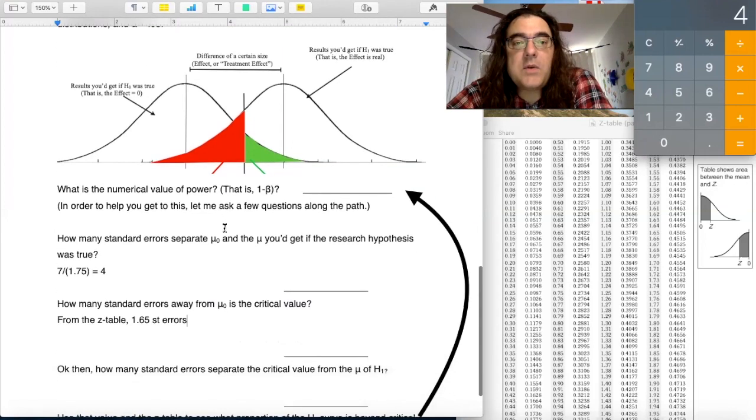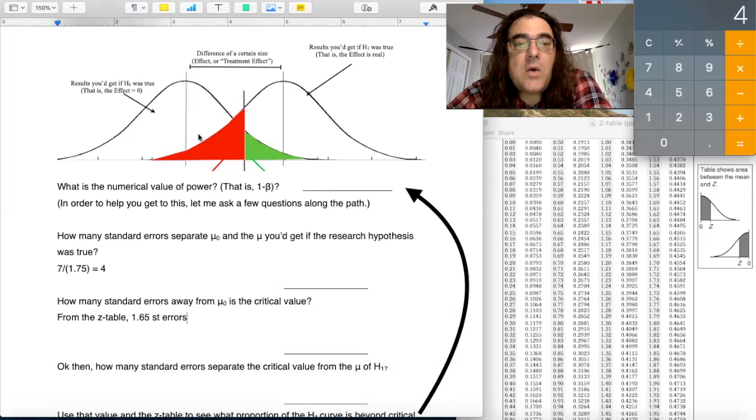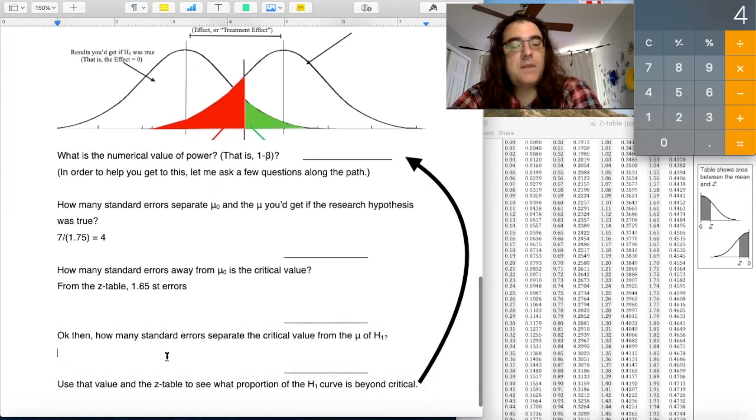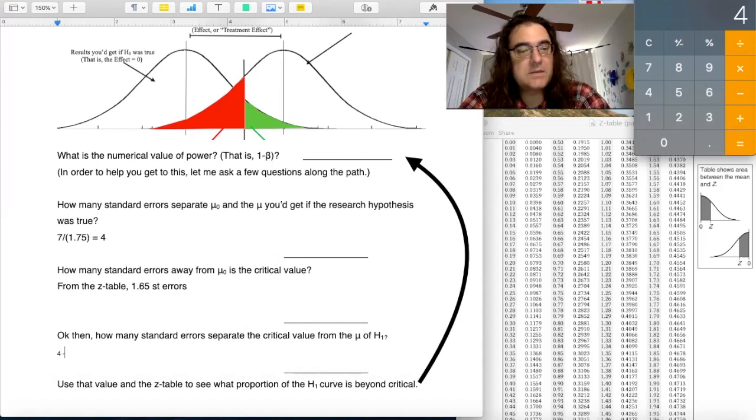Now, you might not know why the heck we're doing all that, but really we're getting somewhere. If we know that this whole distance here is 4, and we know that this distance is 1.65, then clearly, this is not going to be to scale, but all the concepts still work, we know that the distance from the critical value to the middle of the other distribution is the difference between the whole thing, 4, and the 1.65 that's covered by this distance. So in this case, it is 4 minus 1.65, which is going to be equal to 2.35.